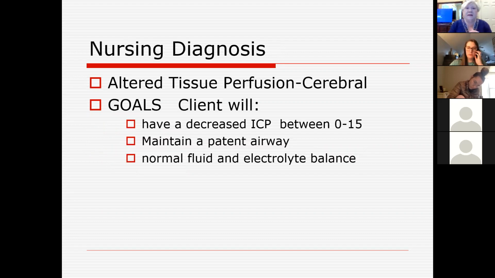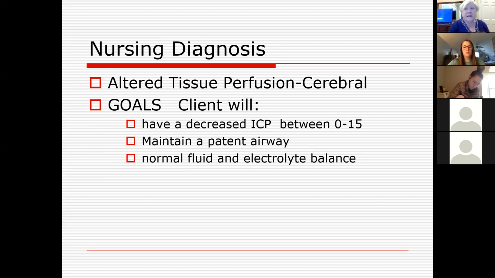So when we're talking about it, the common nursing diagnosis is altered tissue perfusion, cerebral, either because of not enough blood flow or too much blood flow, one or the other. Our goal is that they will have an ICP between, some books say 5 to 15, some books say 0 to 15. We're not really worried as much about the low ICP as we are the high ICP.